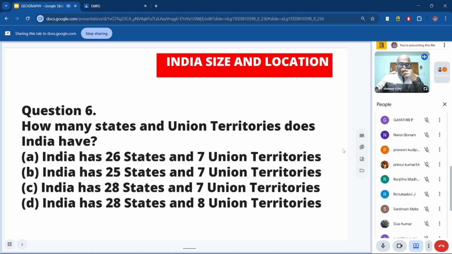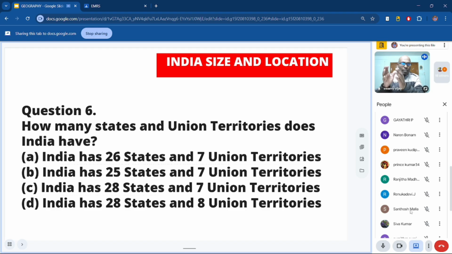Sixth question. Praveen sir. Yes, sir. Good evening, sir. Good evening. How many states and union territories does India have? Option A. India has 26 states and 7 union territories. Option B. India has 25 states and 7 union territories. Option C. India has 28 states and 7 union territories. D. India has 28 states and 8 union territories. Option D is the correct answer. Who said option C? Shiv Kumar. It's not option C. It is option D. Again I repeat, India has 28 states and 8 union territories, not 7.